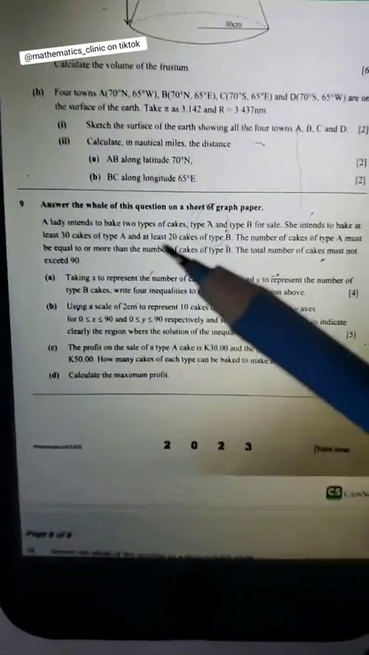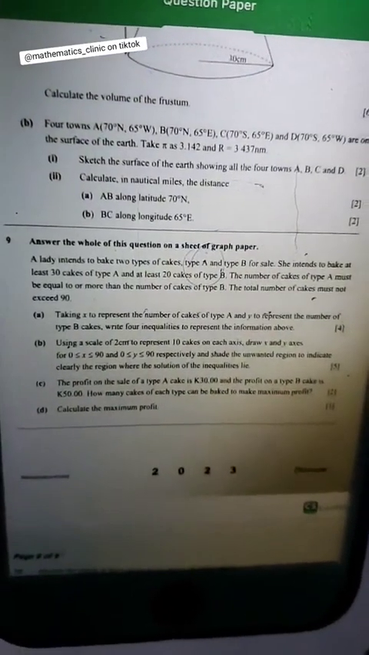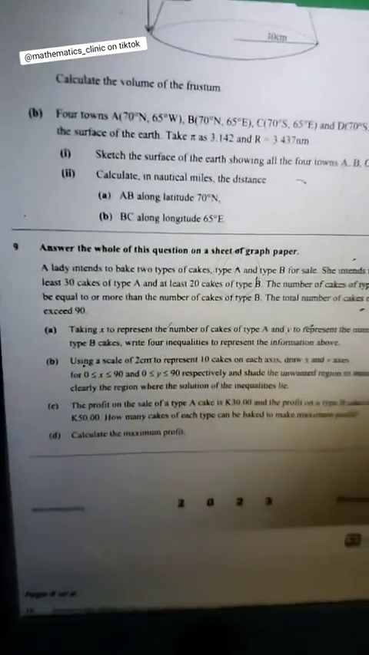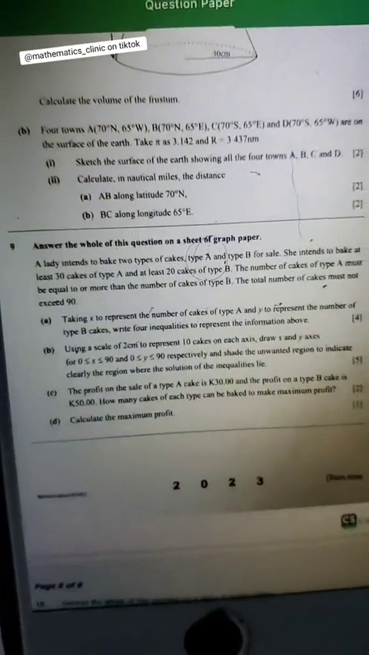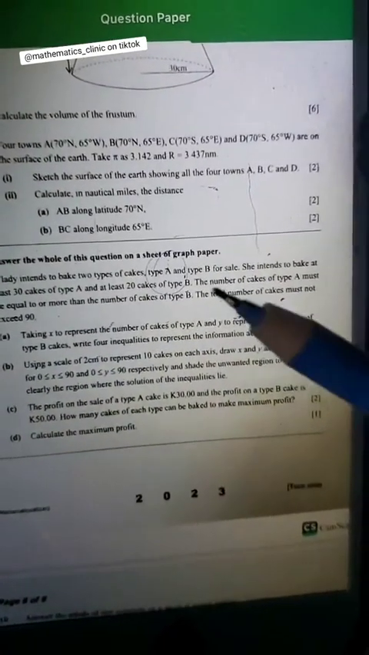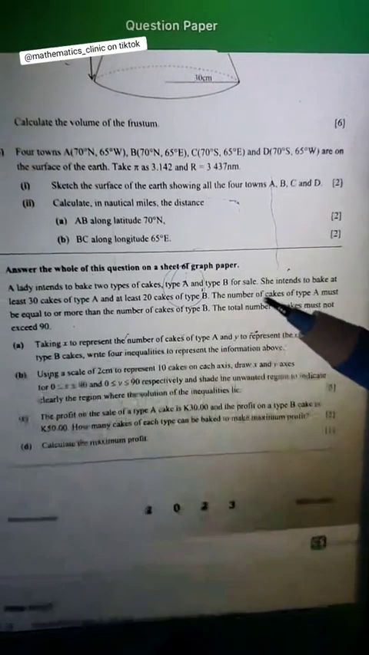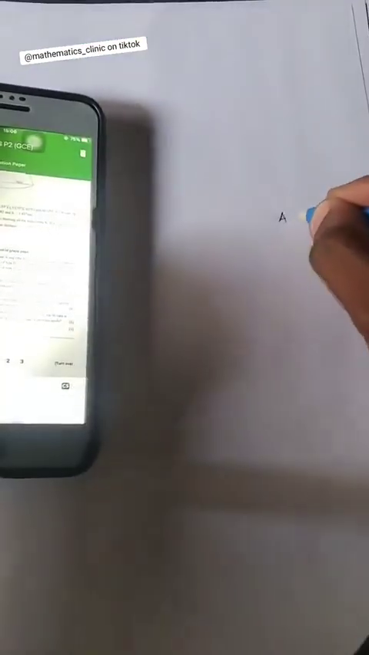Guys, a lady intends to bake 2 types of cakes, type A and type B, for sale. She intends to bake at least, terminology, at least, it will be greater or equal.